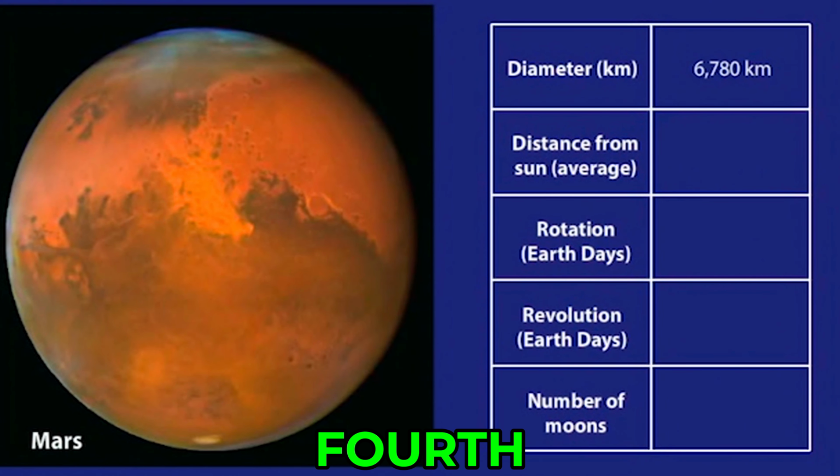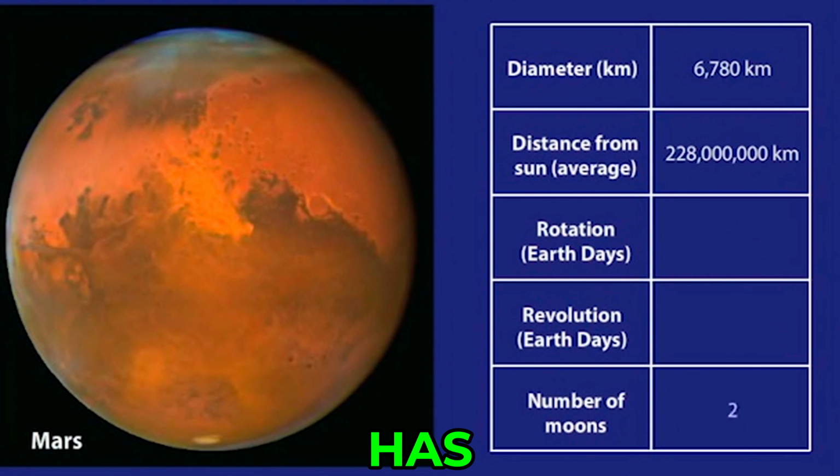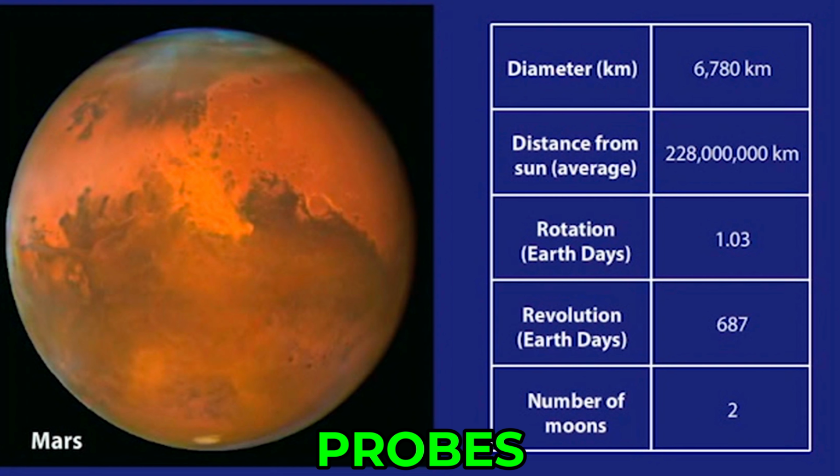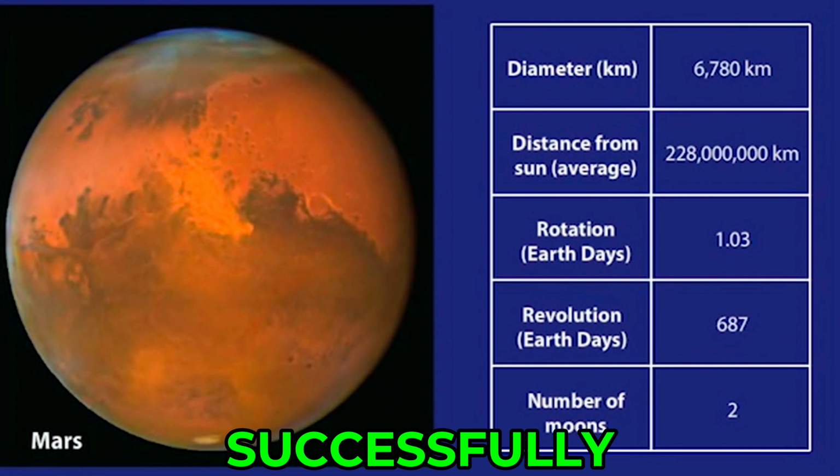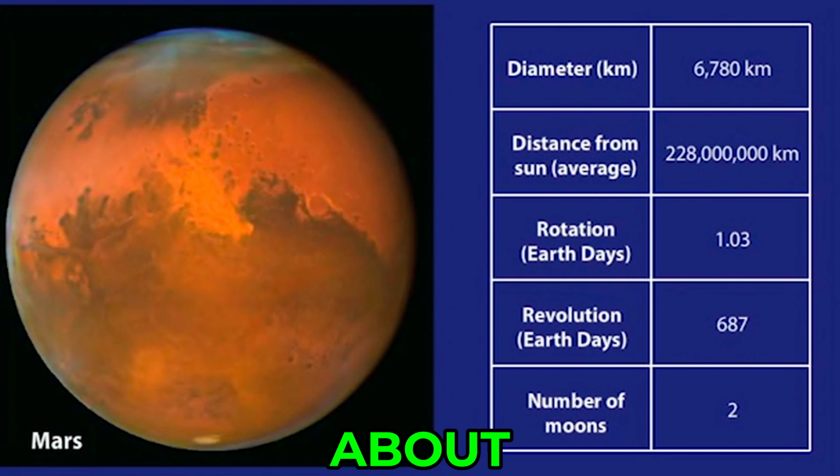Mars, the fourth planet from the Sun, has 2 moons. A day on Mars is slightly longer than a day on Earth, and it takes about 687 days for Mars to revolve once around the Sun. Space probes and rovers have successfully gathered much information about Mars.